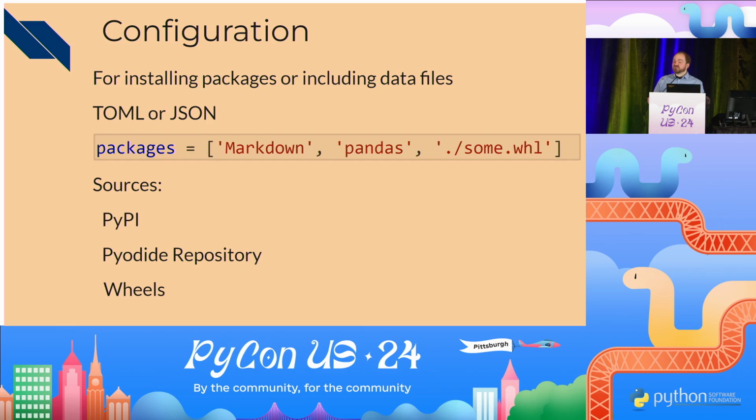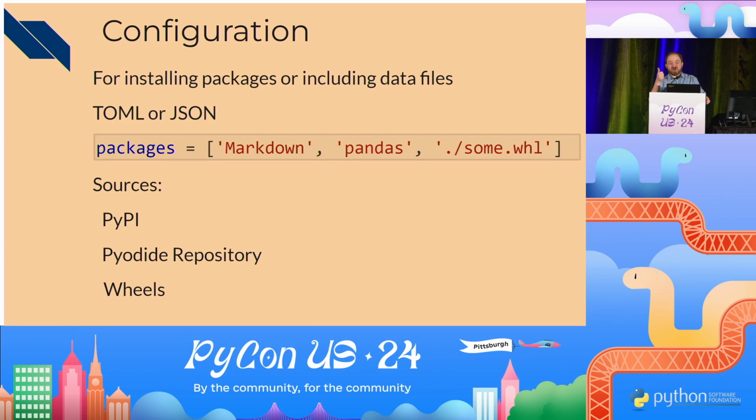Configuration. There's a lot that can go into a PyScript configuration, but the 2 most important things for our purposes are installing packages and loading files. You're going to provide either a TOML or a JSON file to your PyEditor, and it'll allow you to install Python packages or to load files into your system to make use of. The packages key in your TOML or JSON file, and this is TOML, can load packages from 3 different places.